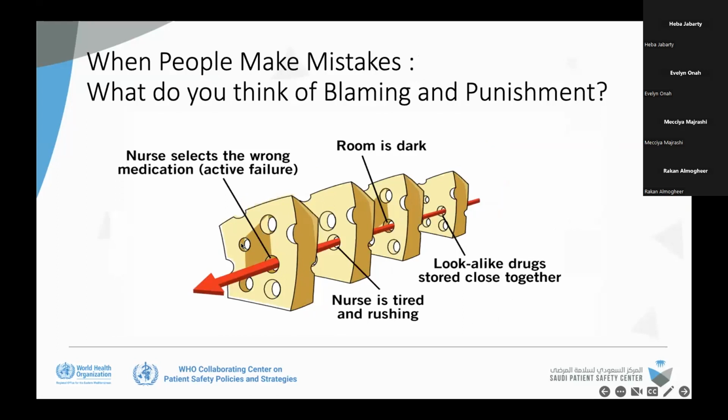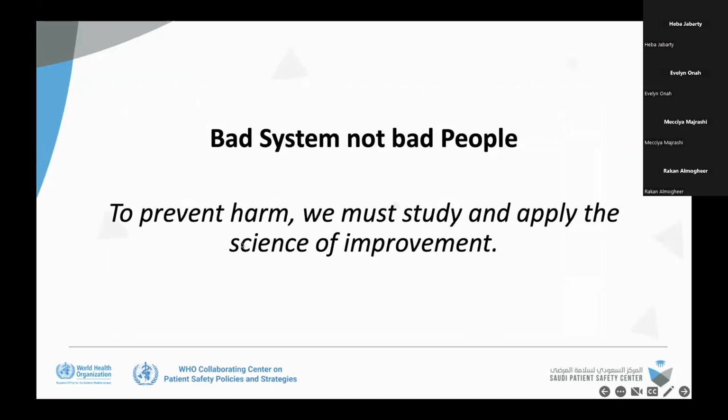So again, if we repeat the first question, what do you think about blaming and punishment when people make mistakes? We usually punish or blame individuals instead of the system, but the Swiss cheese model shows that we could have good communication if we think about the layers of the system and how we can reduce errors, considering the system, policy and procedures, and a lot of factors that could help us prevent errors. So it's a bad system, not bad people.